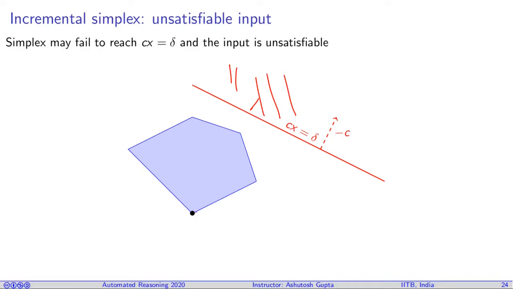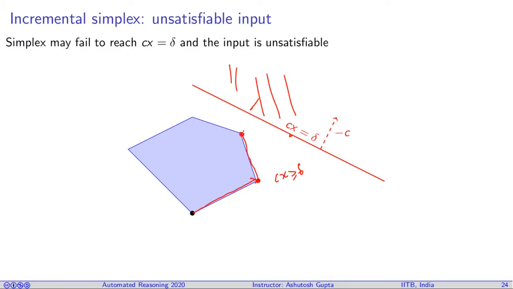It will first try to move closer to this plane. Okay, so first it may jump in this direction. Okay, then comes here and says, okay, have I reached? I say no, still Cx is greater than or equal to delta. So okay, fine. Then I will jump one more time and then say, okay, have I reached?